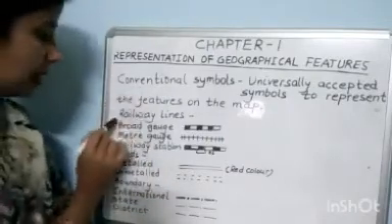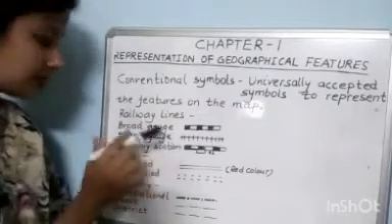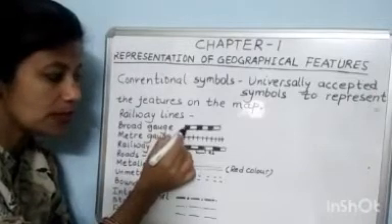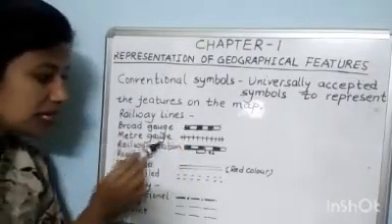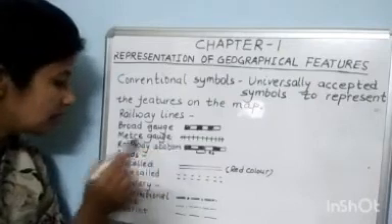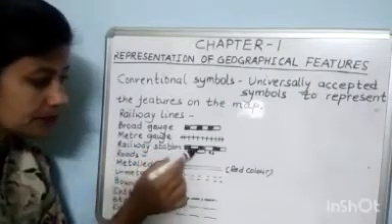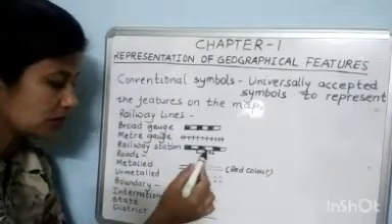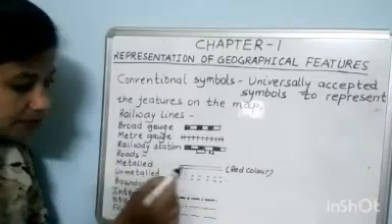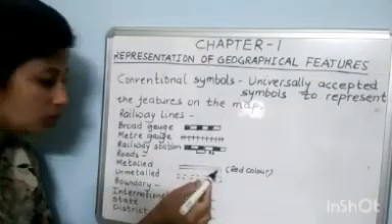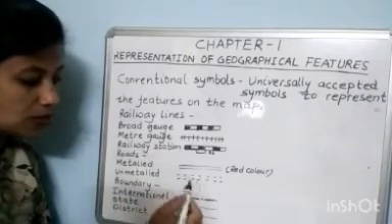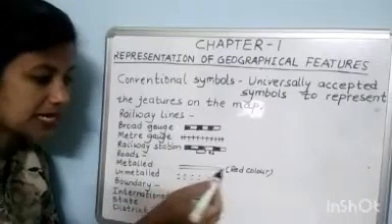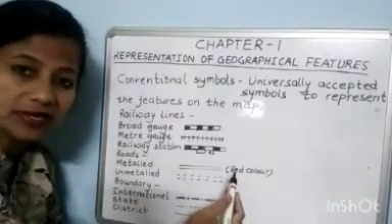Like railway lines. To show railway lines, broad gauge is shown in this form. Meter gauge, this is what? Meter gauge. Railway station is like broad gauge only, but here you have to write RS, railway station. Now roads, metalled. This one is a metalled road, and unmetalled roads are shown with this dash, but they are shown with red color.